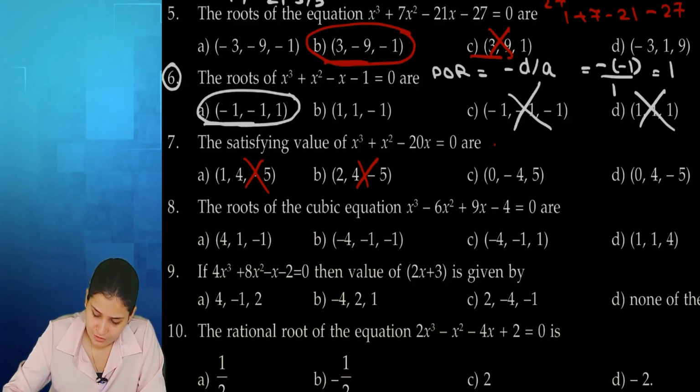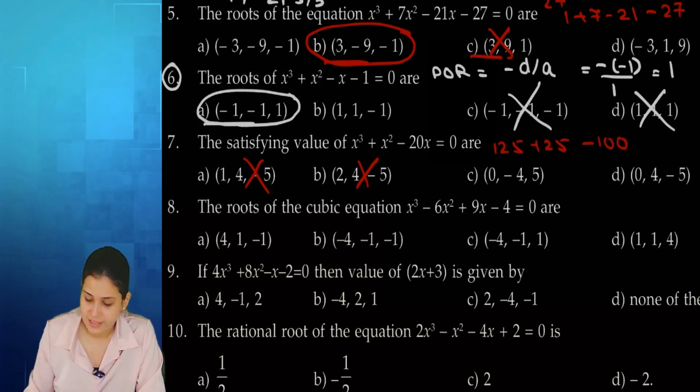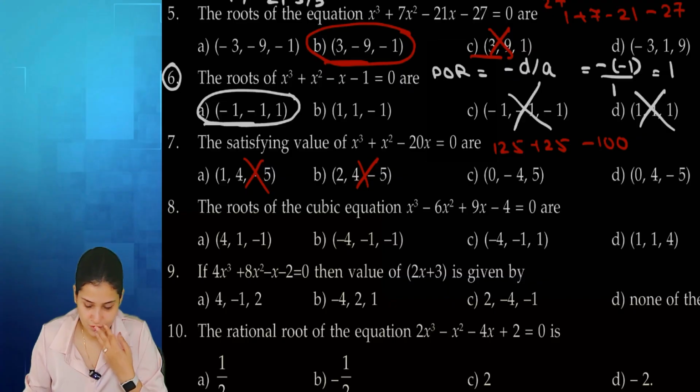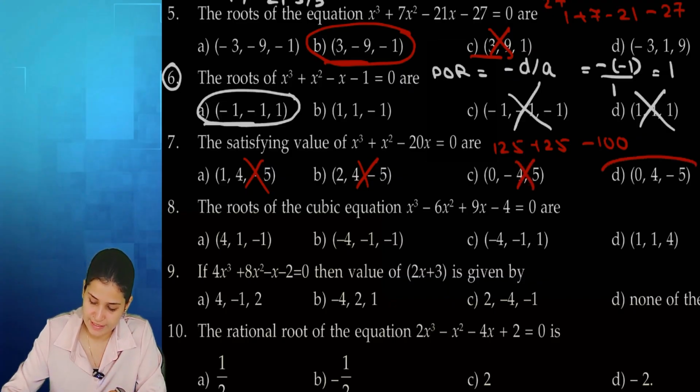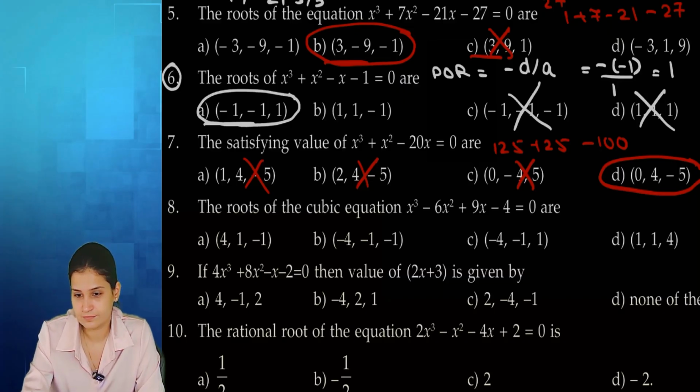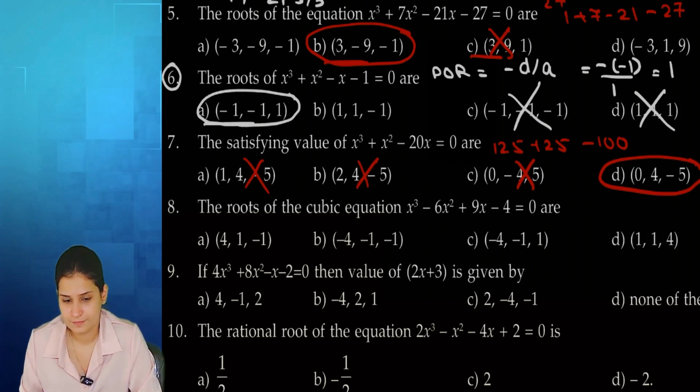Say 5. 125 plus 25 minus 100. Does 5 satisfy? No, ma'am. This is also wrong. So D is the correct answer. D is the correct answer. Yes or no? Yes, ma'am.